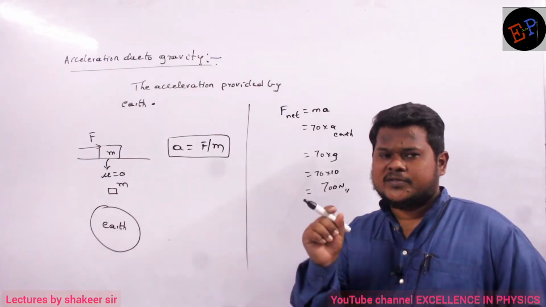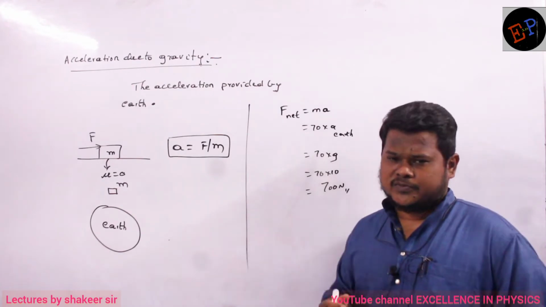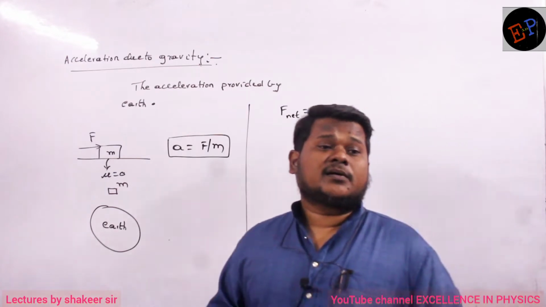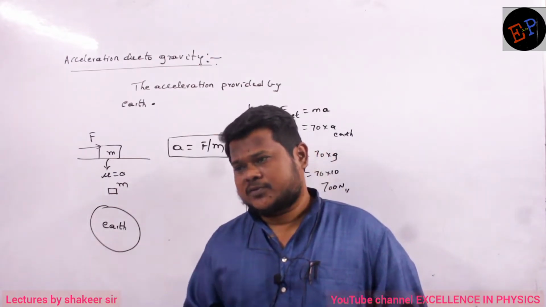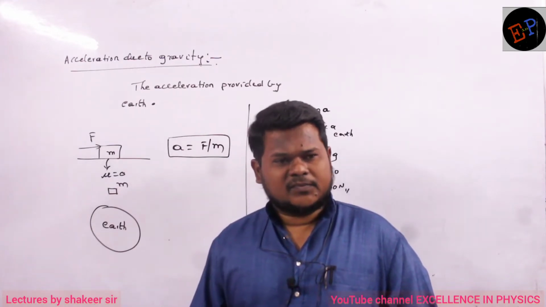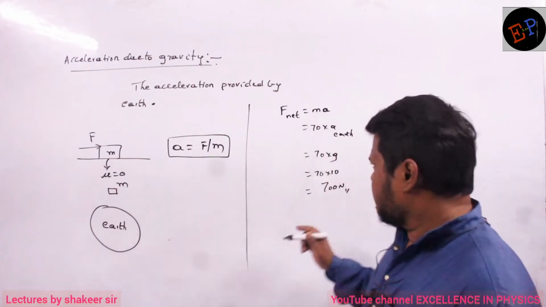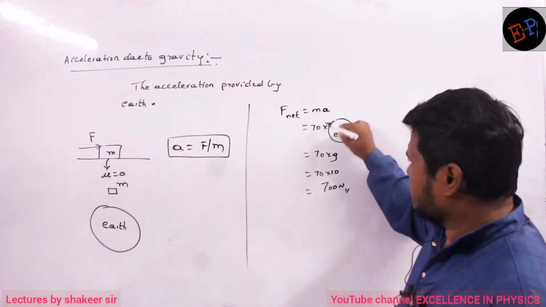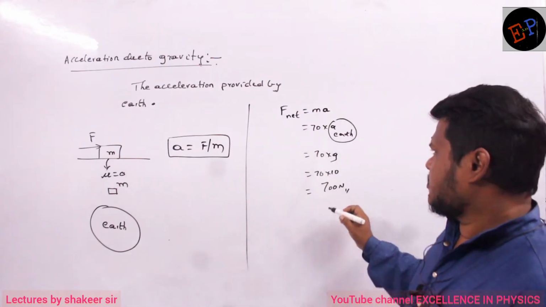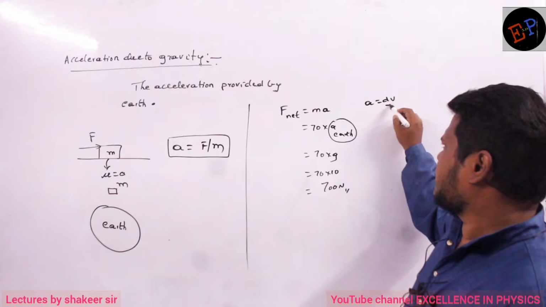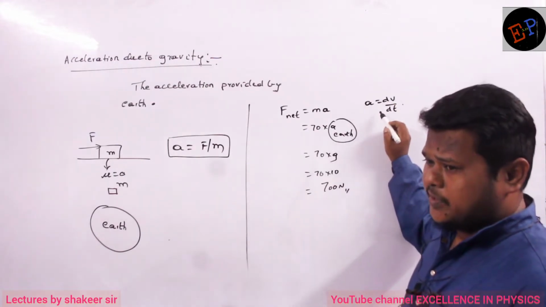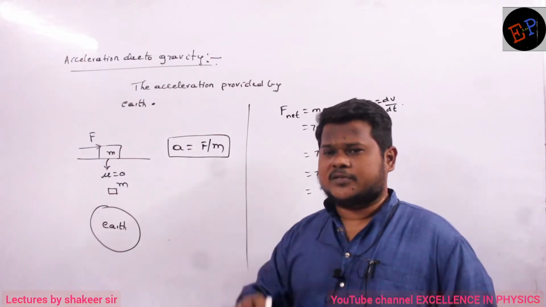If the body is smaller, Earth will apply less force, so its weight also will be lesser. If mass is bigger, Earth will apply greater force, so therefore its weight also will be greater. But whatever it may be, this a value, the acceleration of Earth, is a constant. Acceleration is nothing but change in velocity divided by change in time. So whatever may be the body, Earth always gives the same acceleration.